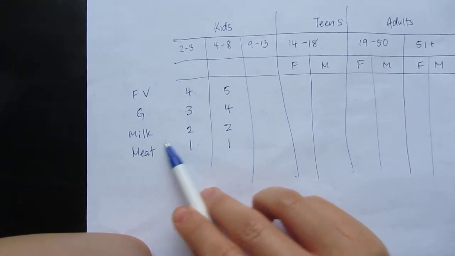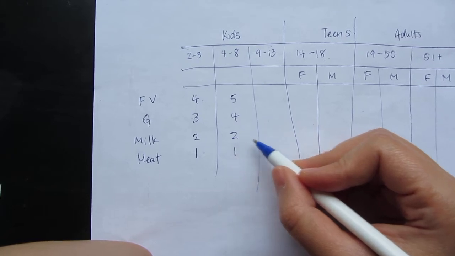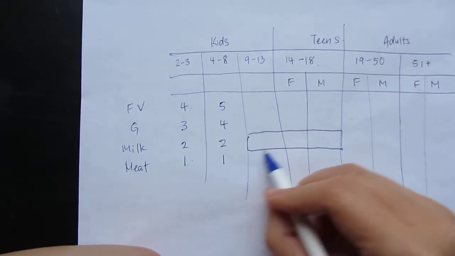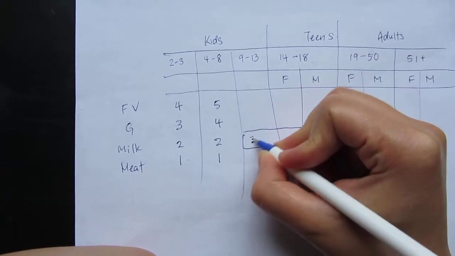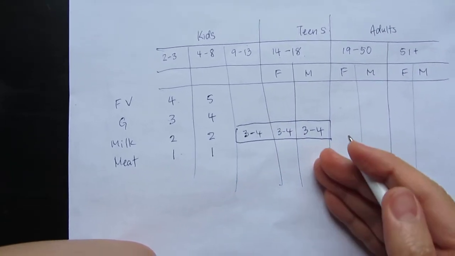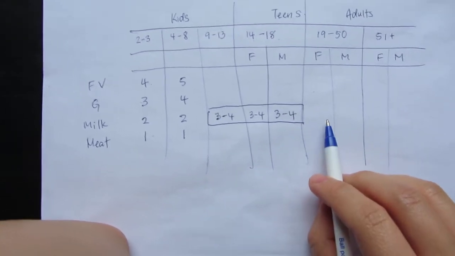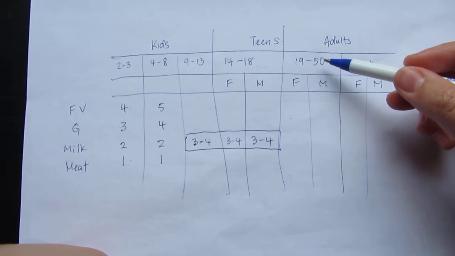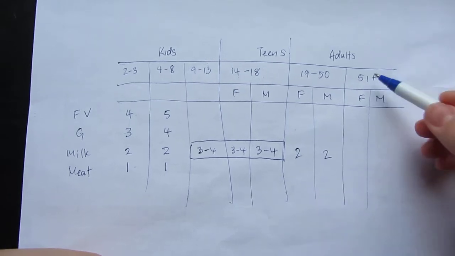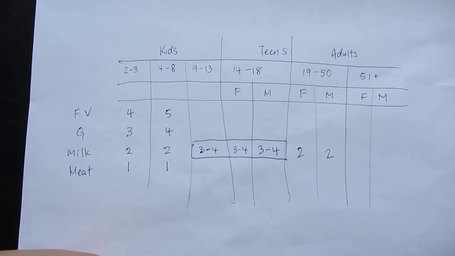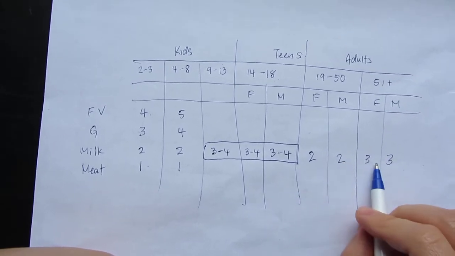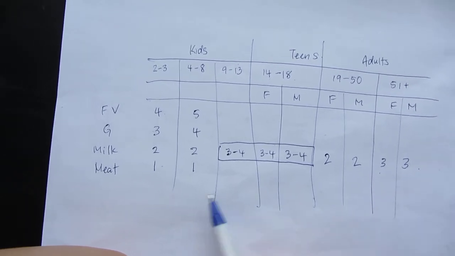Next one, I usually start with the milk section. So just know that these next 3 here will be the same thing, okay? So 2, 2, so it becomes 3 to 4 here, 3 to 4, 3 to 4. So these 3 sections will be the same, right? Now that that's done, you want to move on to here. So for the adults, 19 to 50, you have only 2 servings each. But then when you're older, you need more, because I guess your bones are more porous or whatever. So you need more calcium, so you have 3, 3. So just remember 2, 2, and then when you're older, you become 3, 3, right?